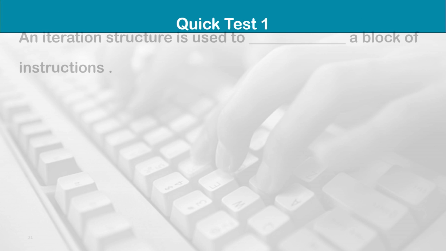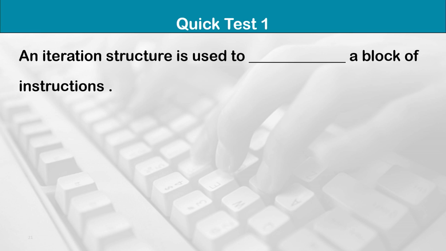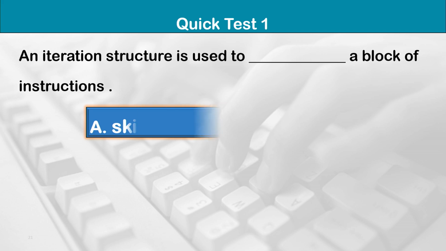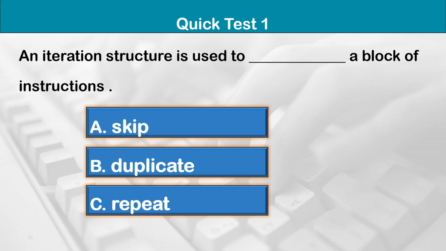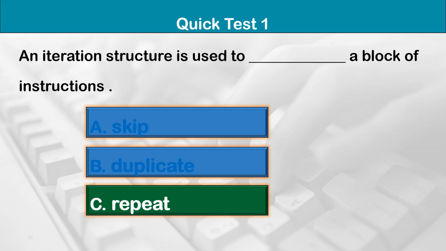First question, an iteration structure is used to blank a block of instructions. Option A, skip. Option B, duplicate. Or option C, repeat. The correct answer is option C. An iteration structure is used to repeat a block of instructions. Next question.